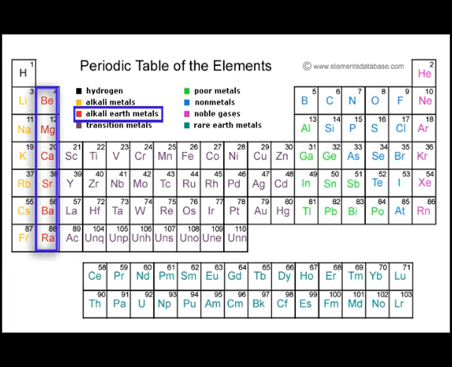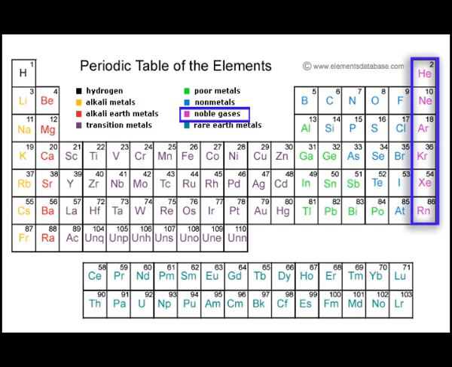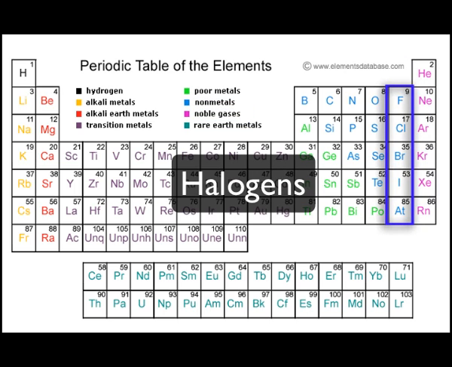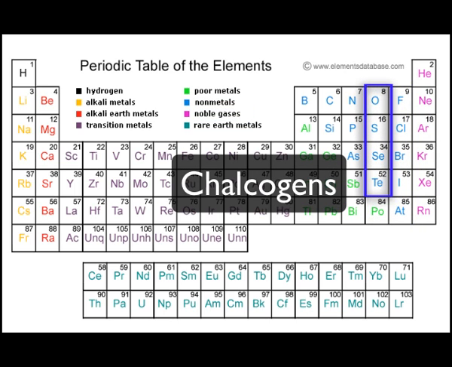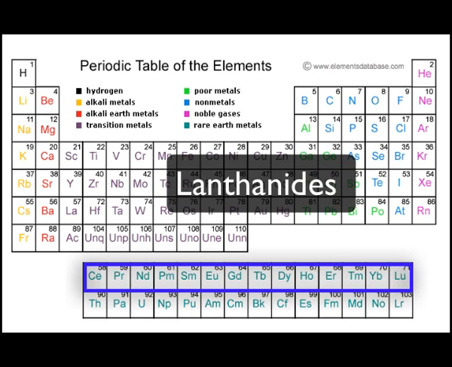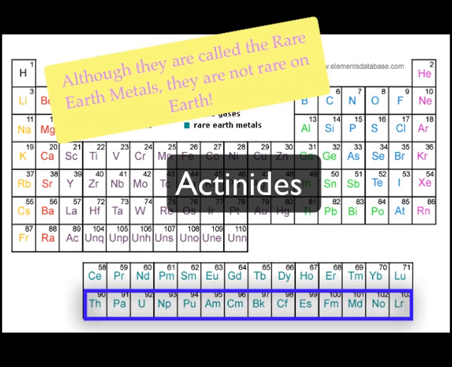The second column, the alkaline earth metals. Moving to the right, the last column is the noble gases. This column is called the halogens, and this column is called the chalcogens. These are called the lanthanides, and these are called the actinides.